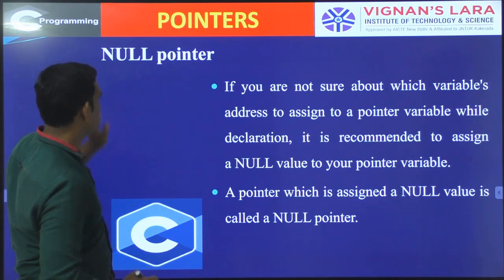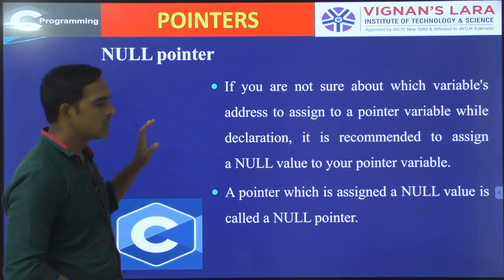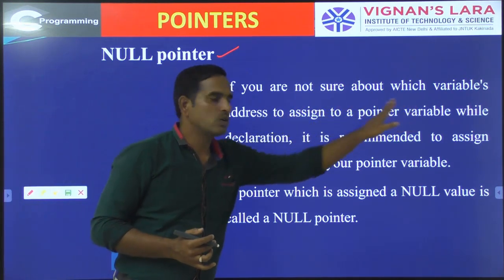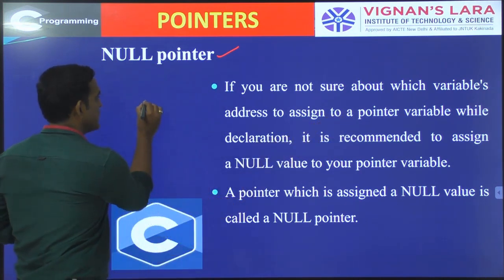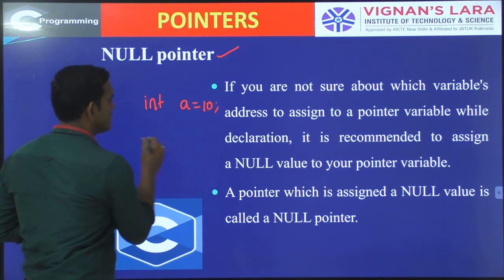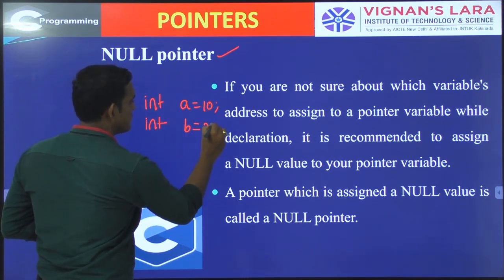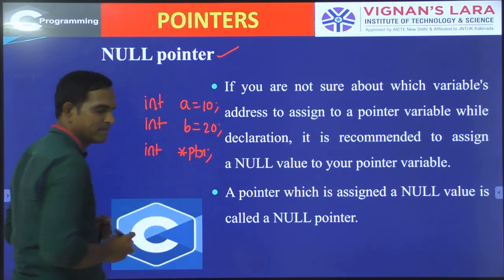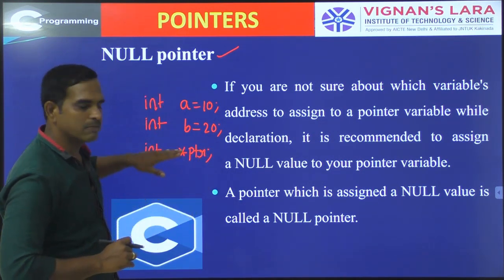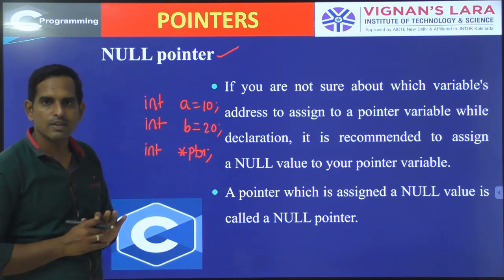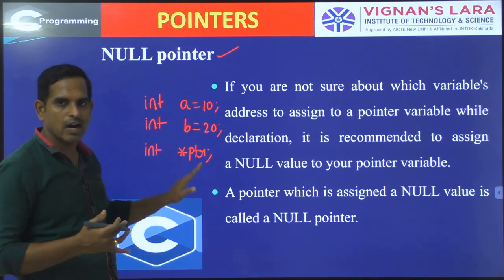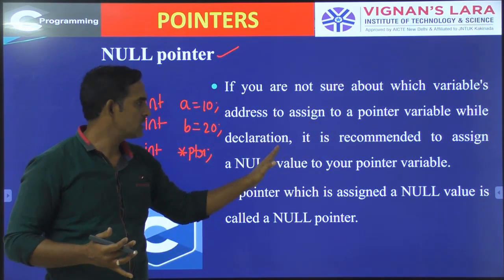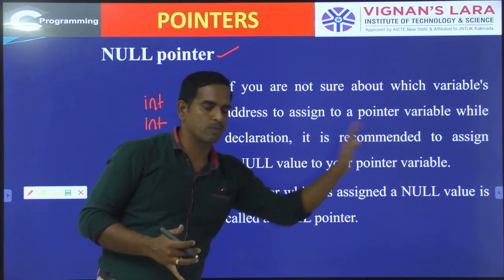So there is another concept related to your initialization, that is the null pointer. At the initial time of declaration, if you are not sure about which variable address to assign, for example, I declare int A is equals to 10, int B is equals to 20. At the same time, if I am having an integer pointer, at the initial time I don't know whether I have to point to A or point to B. So if I am not sure about which variable's address to assign to a pointer variable while declaration, it is recommended to assign a null value to your pointer variable.